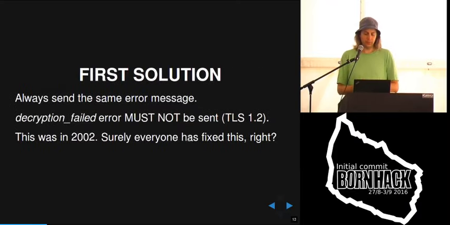And the first solution for this was that they said, okay, we have these different error messages, and these give the attacker information that the attacker can use to decrypt stuff. So we just change that and only send the same error message all the time. And the current TLS standard says the decryption failed error must not be sent. So this was in 2002. So we would assume everyone has fixed this by now.